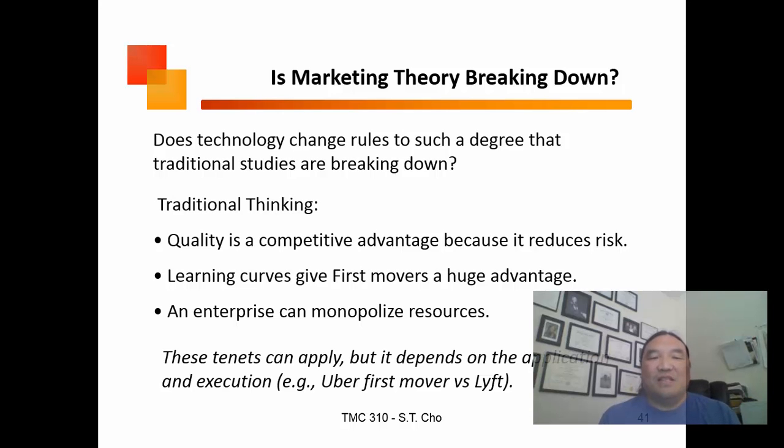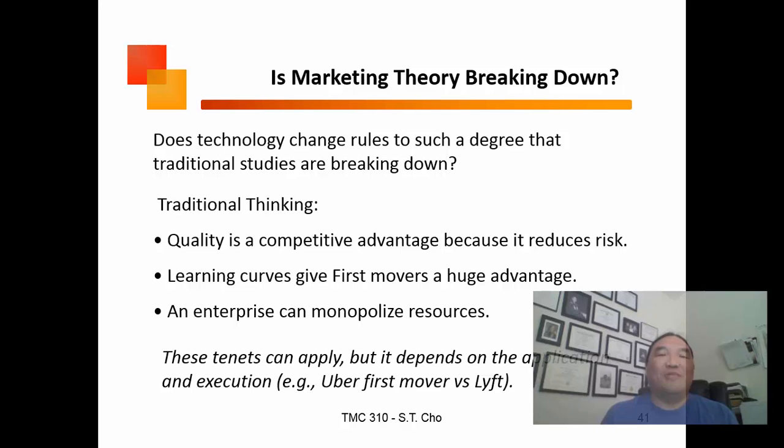The thing about marketing theory is they like to say it's all breaking down. Oh, no, no, no, no. Marketing theory is totally new. And is it really? The thing is, some things in traditional thinking don't work as well as they used to. Like learning curves, for example, and first mover advantage. As it turns out, the fast followers tend to kill the first movers. The first movers are just the trailblazers.